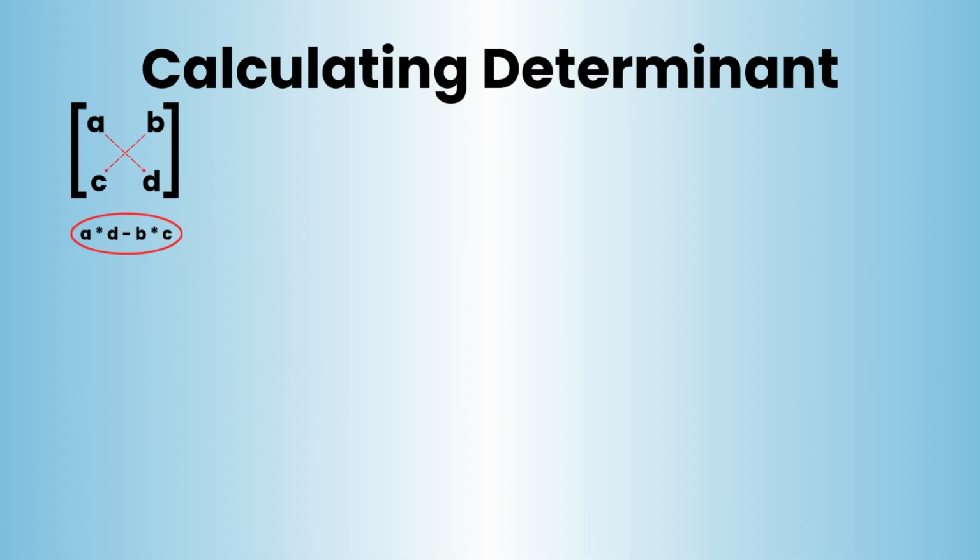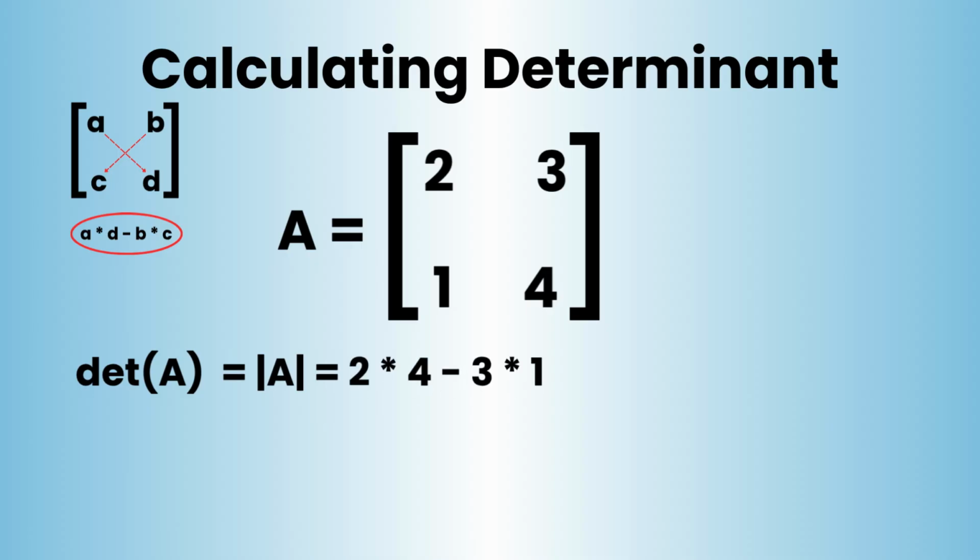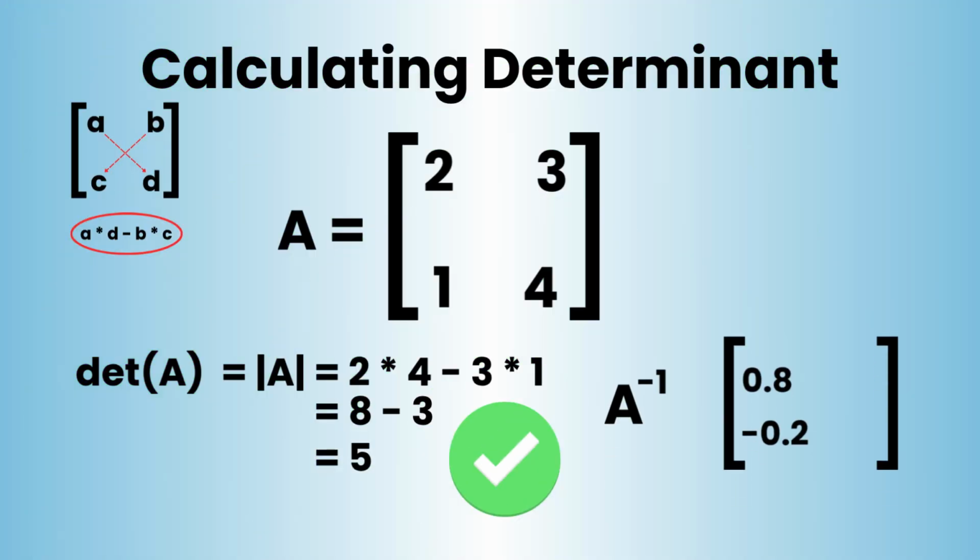If we take matrix A with 2, comma 3 in the first row and 1, comma 4 in the second row, the determinant is 2 times 4 minus 3 times 1, which is 8 minus 3, giving us 5. Since this isn't 0, matrix A can be inverted, and here is its inverse.